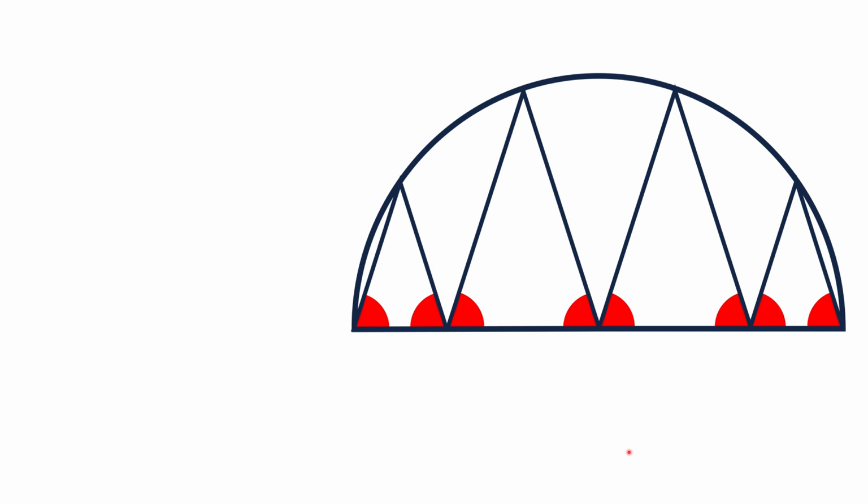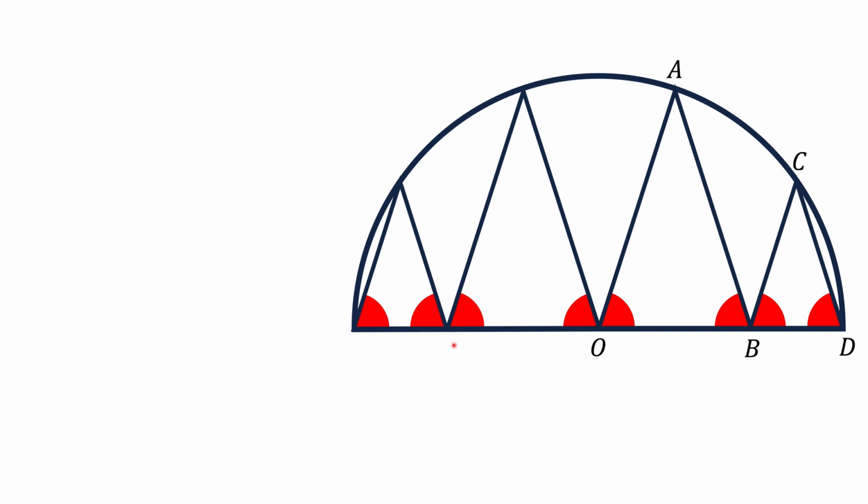Here we have half a circle, and inside of this half circle we have four isosceles triangles. The triangles outside are congruent, the triangles inside are also congruent to each other, and the angles at the base of each of those four isosceles triangles are congruent to each other. And we are asked to find the measure of those angles.